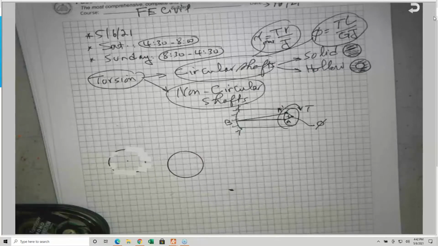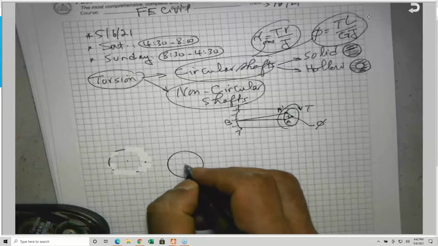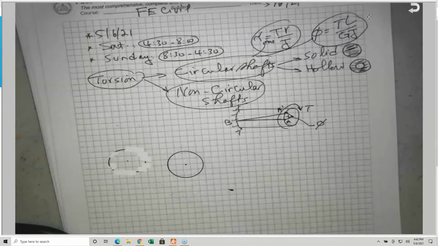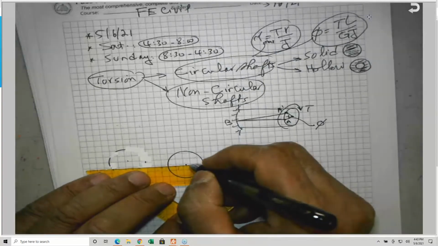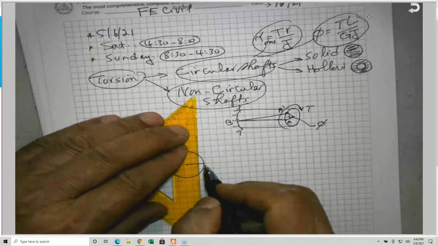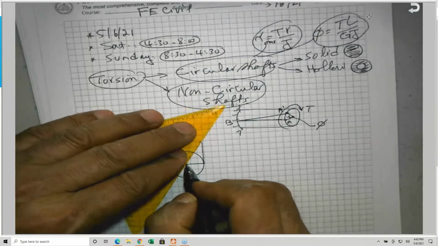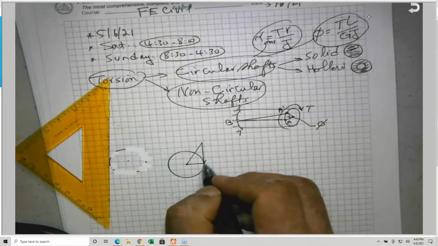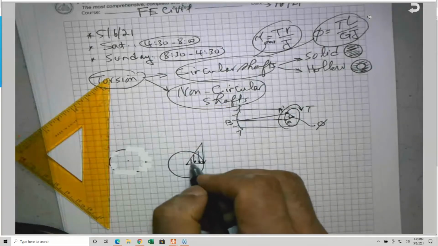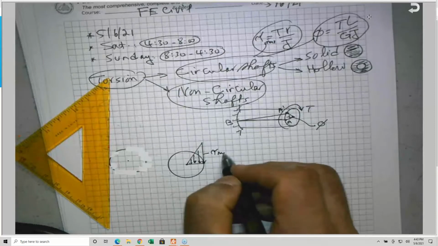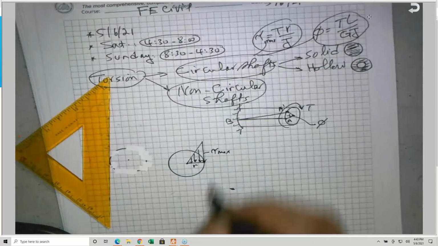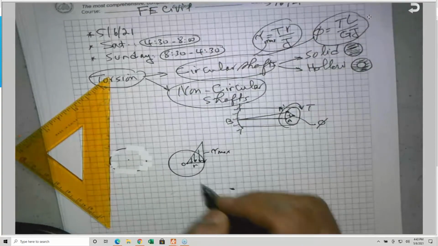So if the center is here, and I drew this last time, I said that the shear stress due to torsion is going to vary linearly, and the maximum is going to be on the outer fibers of this shaft. So this is the maximum shear stress. So this is a tau max, which is on the outer fibers, and this is the center here.